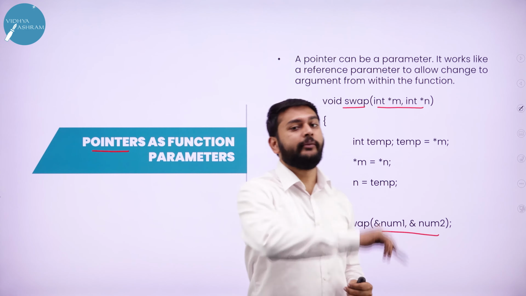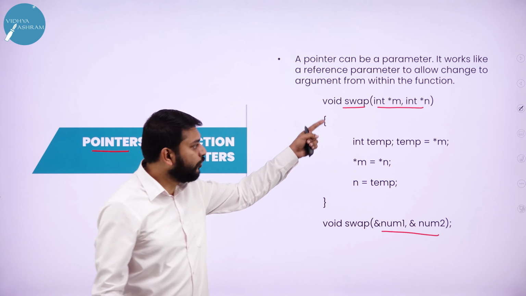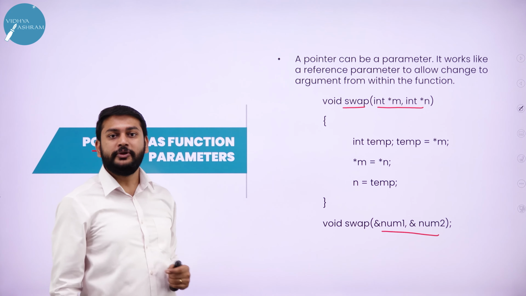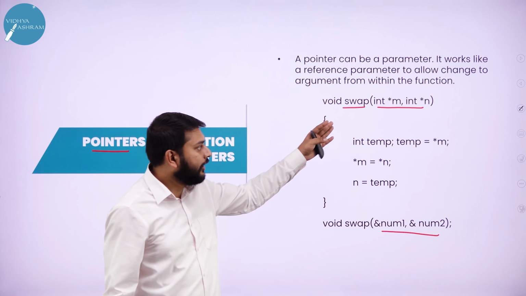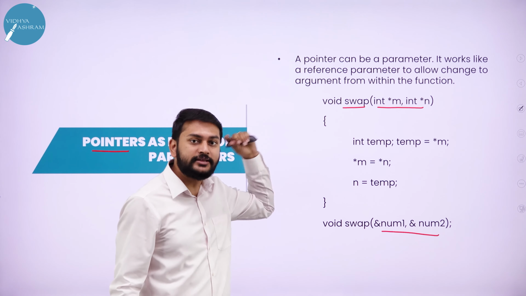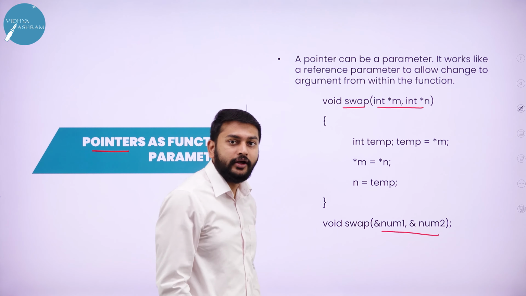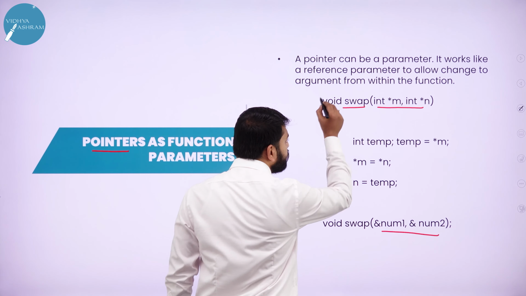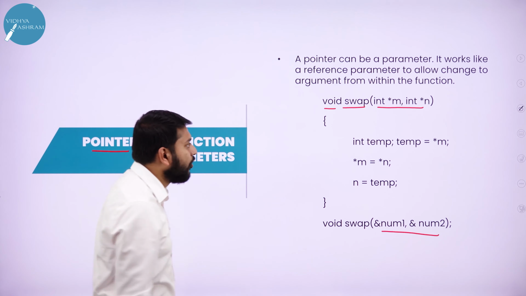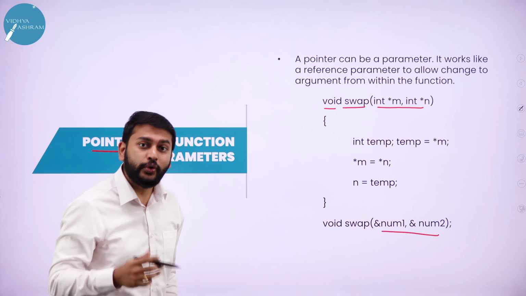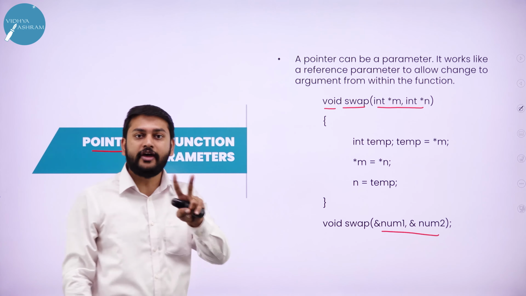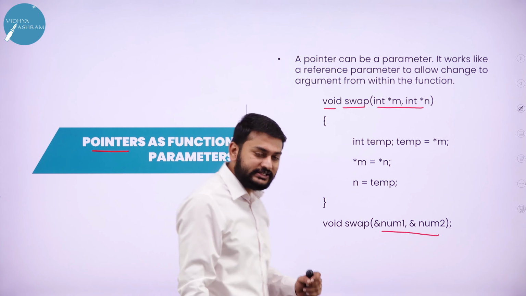Just keep one thing in mind. Suppose I don't have the pointer, what will my code look like? Please observe: what is this void? Void is a return type. Swap is the name of the function that I have given. Inside that parenthesis, I have 2 variables, m and n.